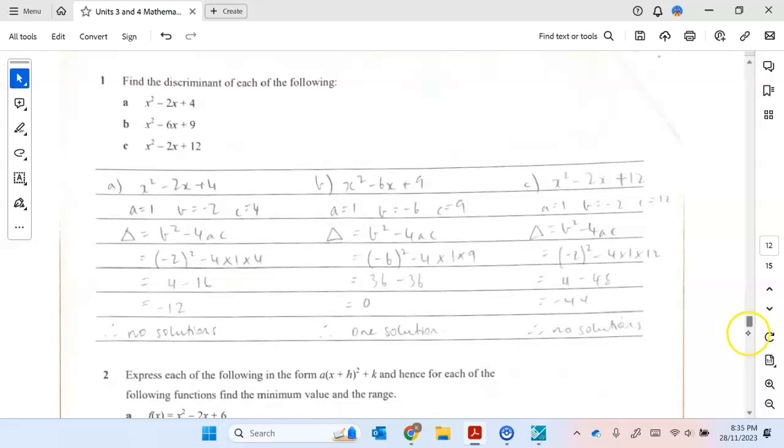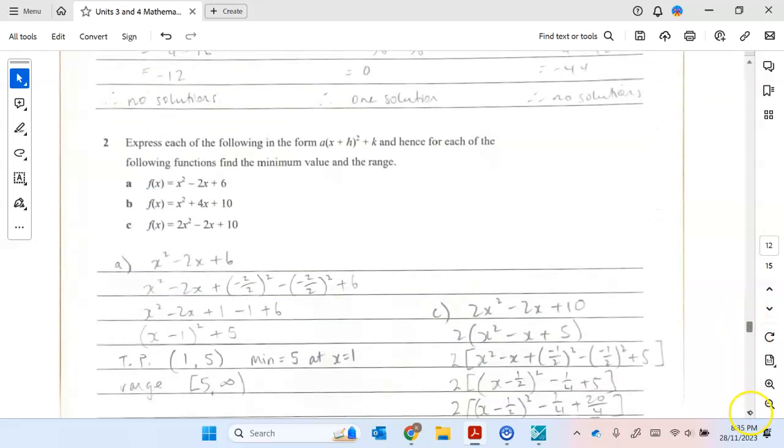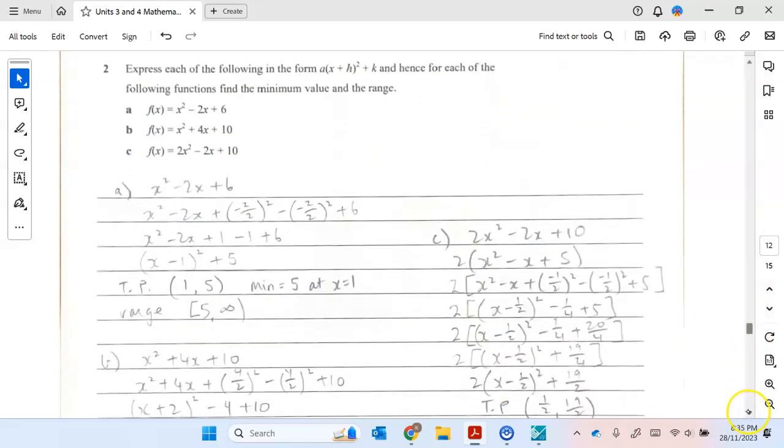Not difficult. We did some examples earlier, so let's move on. I just want to get to some harder ones. Express each of the following in turning point form and then find the minimum value and the range. So all of these are positive parabolas, because as I read that I was like, oh, what if you had a maximum value? But they're all positive parabolas. And I know they're positive because your leading term is all positive.